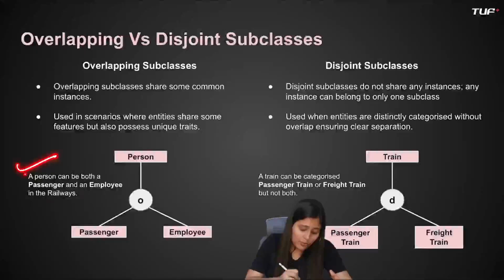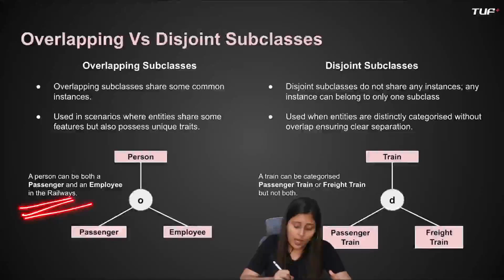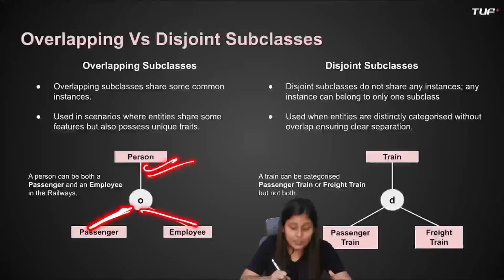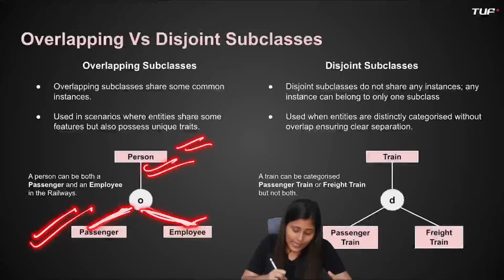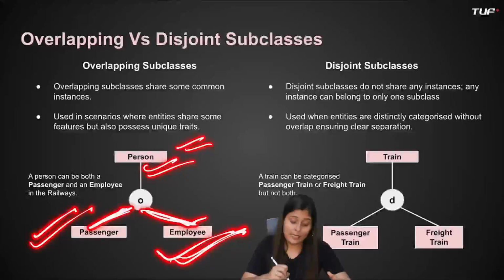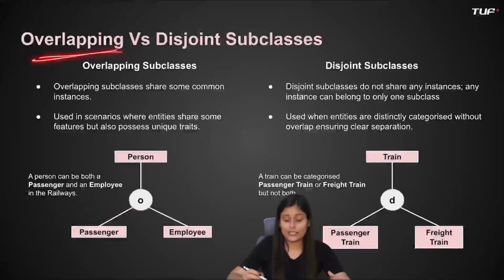So a person can be both a passenger and an employee. Let's suppose at the railway station, a person can be a passenger, yes, and can be an employee at the railway station as well. So a person can behave like a passenger and an employee both at the same time, and that is called the overlapping condition.